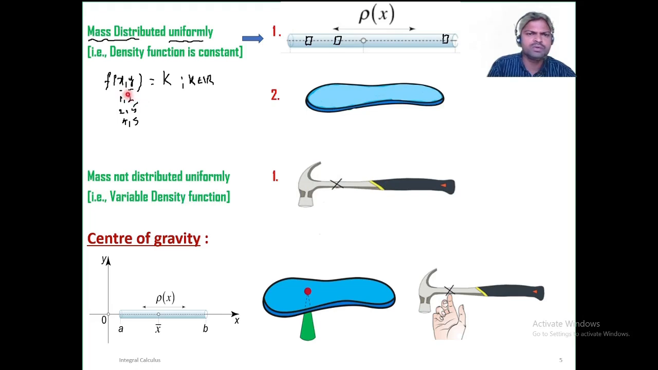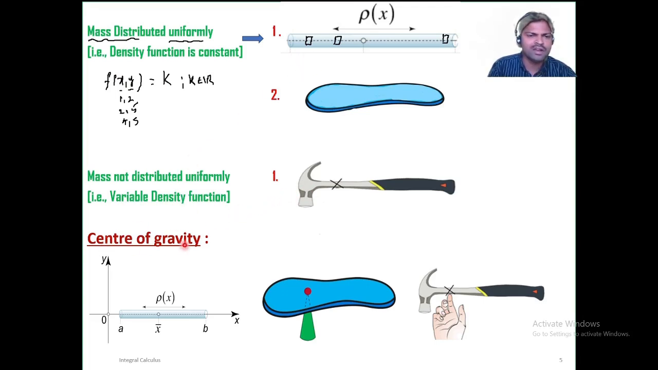If density is constant, what does that mean? The mass will be the same at each and every unit area. But here it is not like that. It depends upon the position, so it will change. The mass changes in every unit area. That's why it is a variable density function. The density function varies in this case. So this is a constant density function example, and this is a variable density function example.